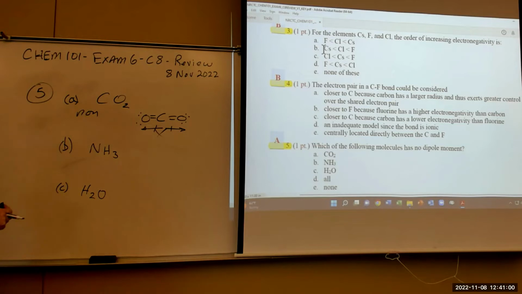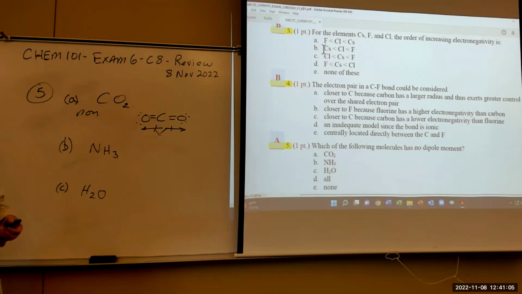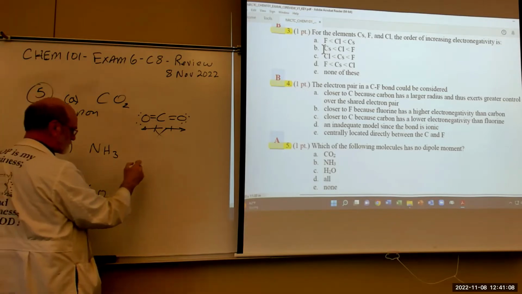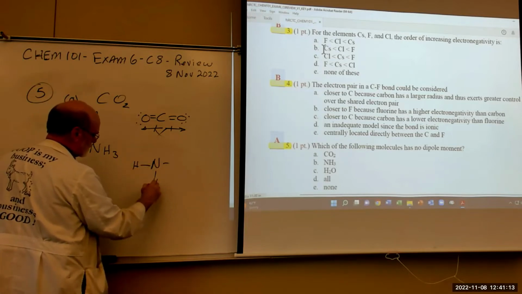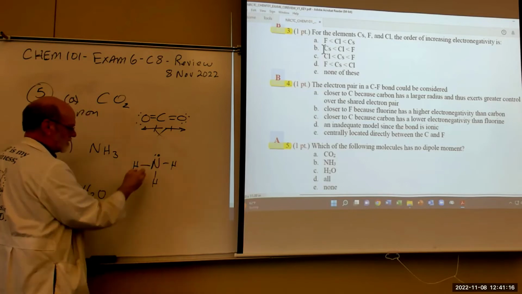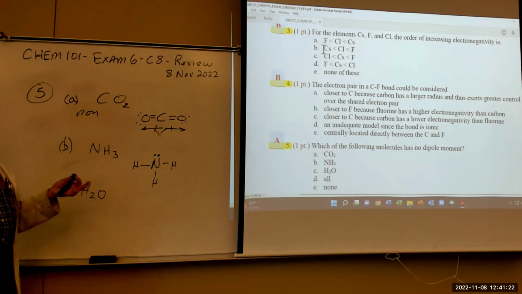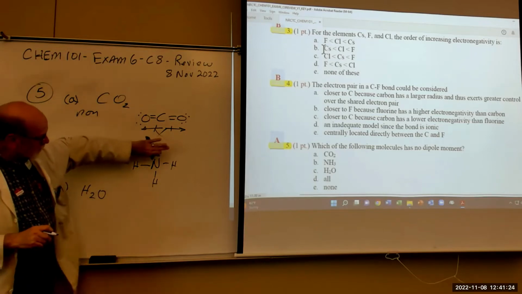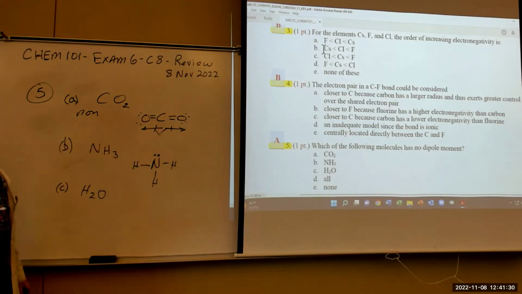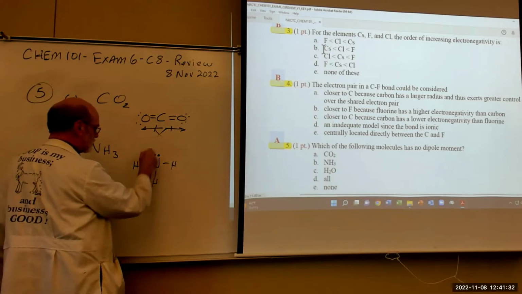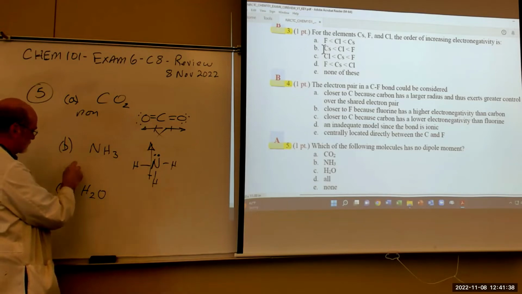How about this one? In other words, it has no dipole moment. That's what that means. This one, if we draw the Lewis dot structure, we're going to find that it has 3 bonds plus a lone pair. Okay. So that means tetrahedral electronic structure. But if we cover up the lone pair, what do we have? We have a trigonal pyramid. Right? So the trigonal pyramid says that way. This one has a dipole moment.